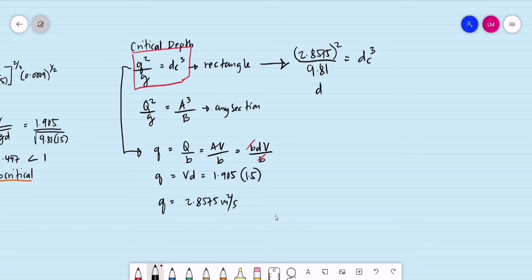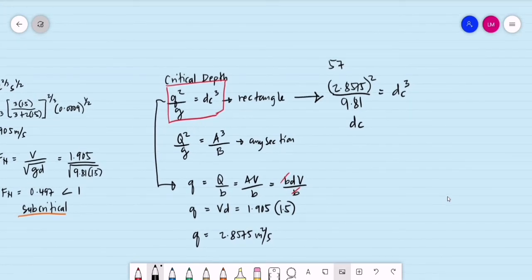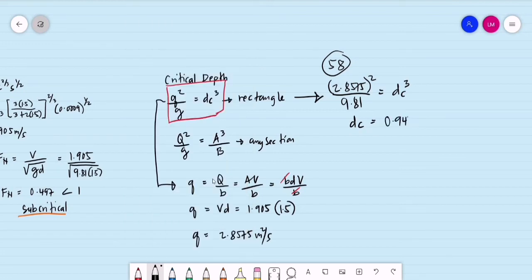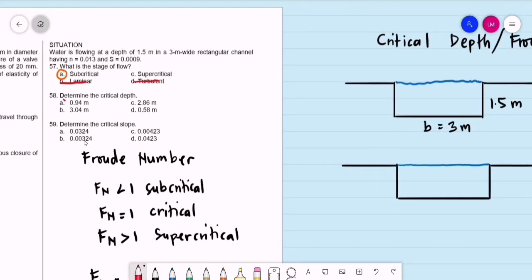So, kunin natin yung critical depth. This is for question number 57. 57 ba yun? 58 na pala. Problem number 58. So, that is 2.8575 squared divided by 9.81, then raised to 1 over 3. So, the critical depth is 0.941 meters. Check natin ito sa choices for problem number 58. 0.941. So, pareho yung sagot. Letter A ulit tayo sa number 58.